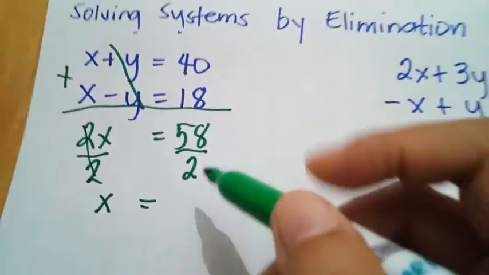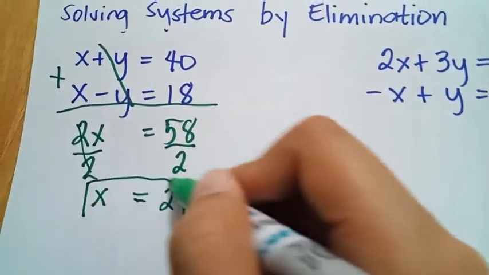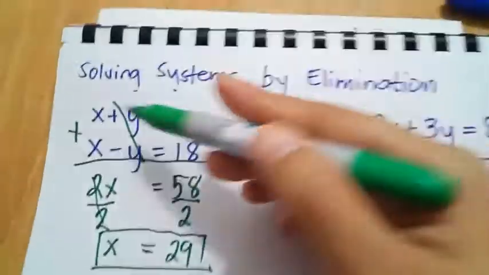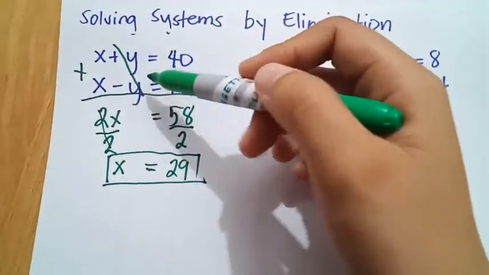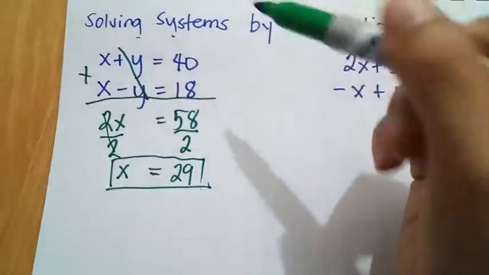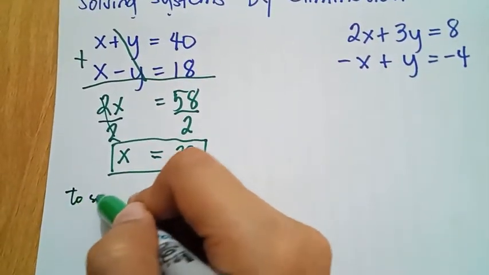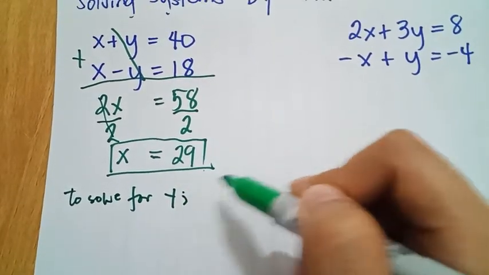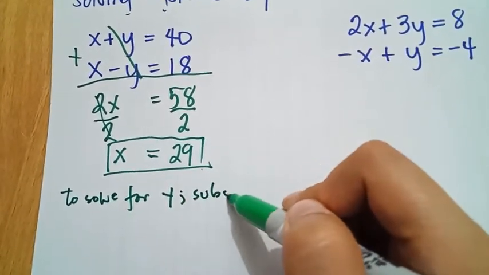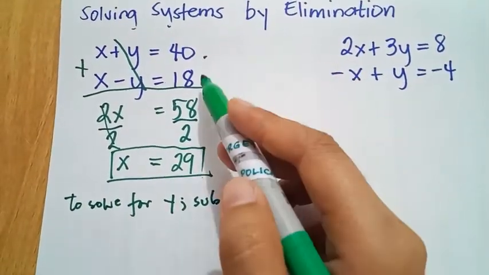And 58 divided by 2 is 29. Meaning, the first number is 29. Then, to solve for y, we may choose to eliminate x or we may substitute. Okay? So, to solve for y, substitute.